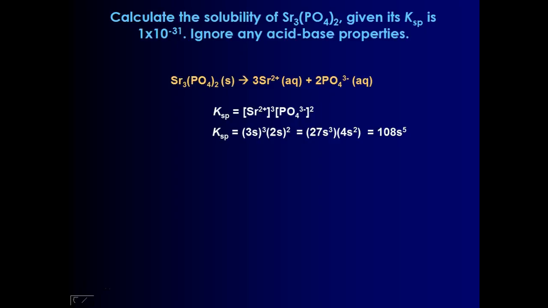So if I want to find the solubility, the S, how much was able to dissociate, I can set that equal to 10 to the negative 31st, the KSP value that was given in the problem, and find what that solubility value would be. And I get that 2 times 10 to the negative 7th strontium phosphate is capable of dissociating. So a pretty small amount can dissociate, and that makes sense given the K value was so incredibly small.